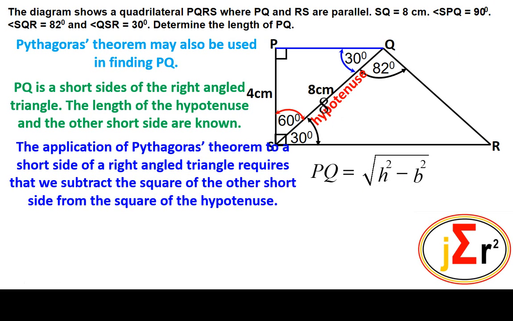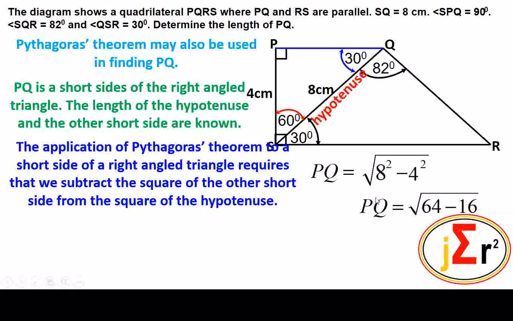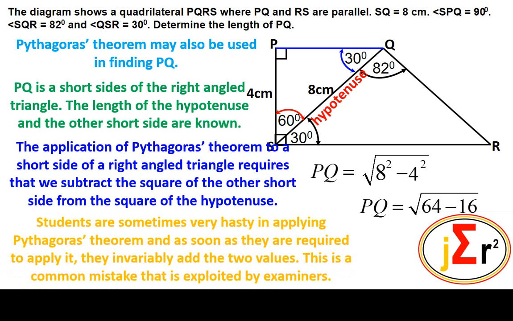So the hypotenuse is 8. The length of the other short side is 4. We therefore have the square root of 8 squared minus 4 squared, which will be the square root of, when we square this we get 64, minus, when we square this we get 16. PQ is equal to the square root of 64 minus 16, which turns out to be the square root of 48.